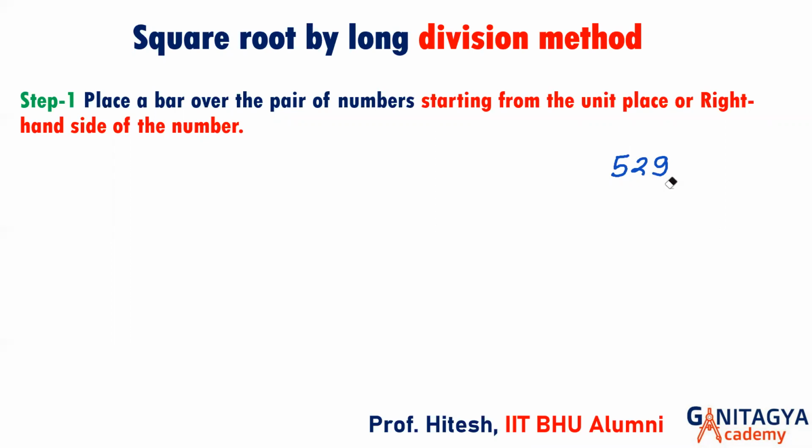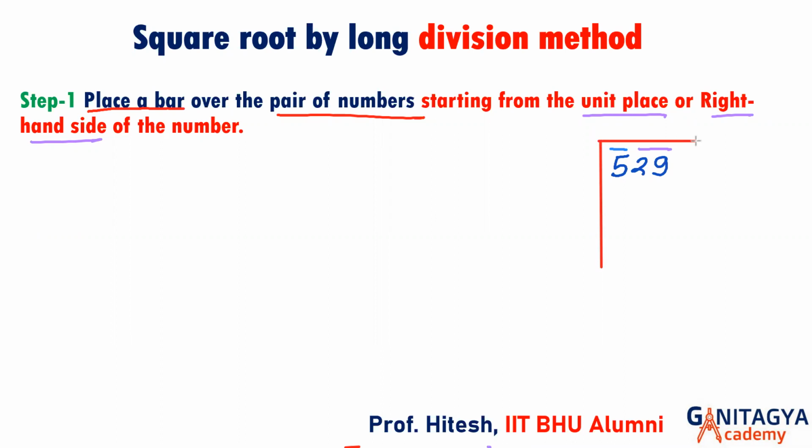So we will start, place a bar over the pair of numbers starting from the unit place or right hand side of the number. So in pairs we will make a bar. So one bar. Then this is single, so this is the second bar. Is it clear? Now we will make a table like this.